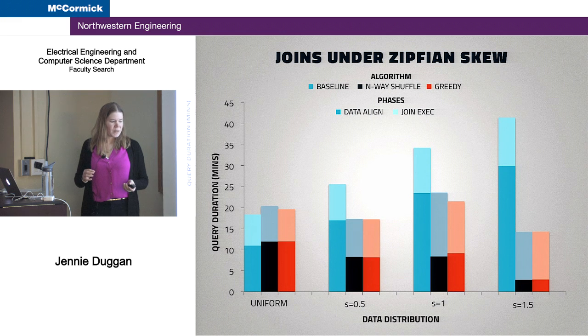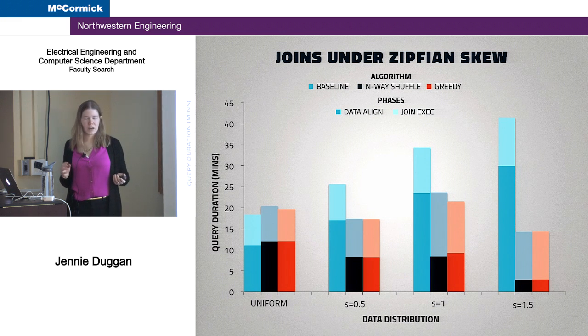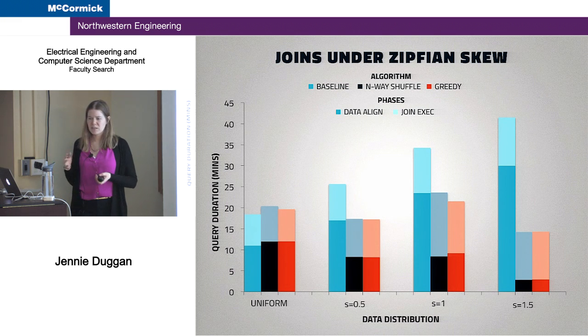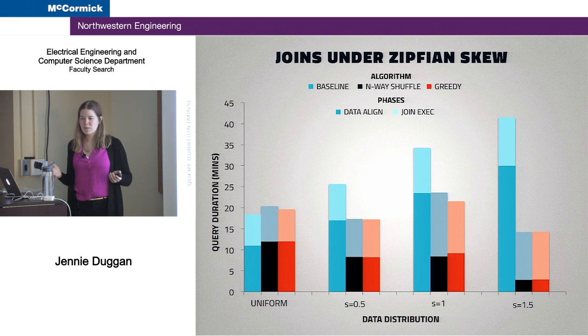So when we introduce slight skew, we see that our techniques start to produce gains. First off, by bringing the sparse to dense, we see an improvement in our data alignment time, and we also see comparable performance in the join execution. As the skew starts to become more severe, we see even bigger gains. So we get to make more interesting decisions. So here we see that the n-way shuffle improves significantly by reducing network bandwidth. But then the greedy algorithm has further improvements by having a higher data alignment cost and a lower join execution.